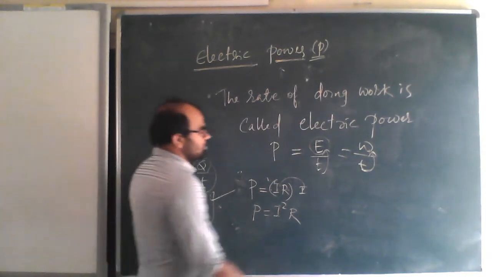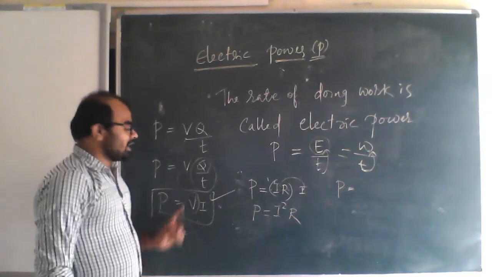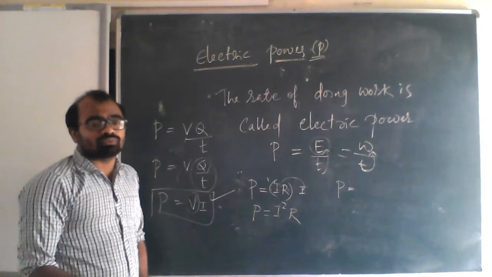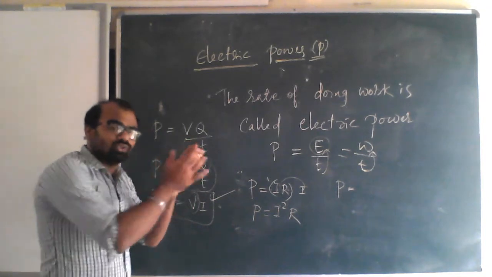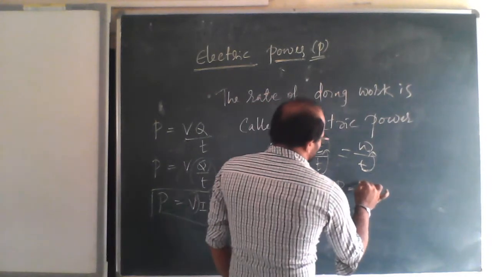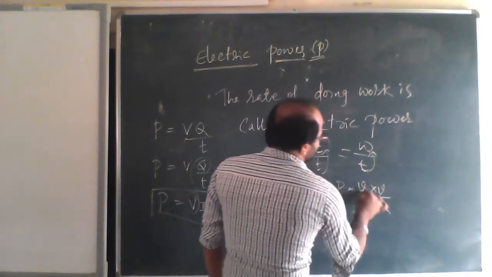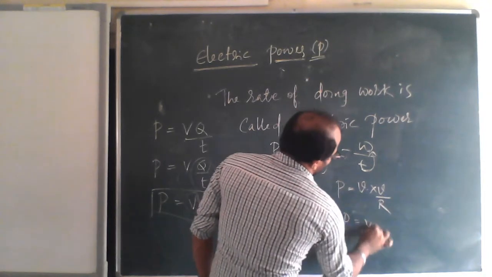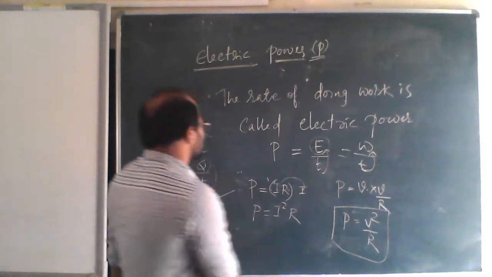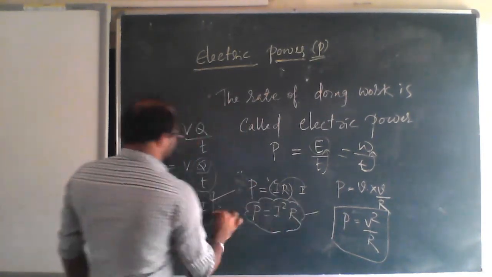In the same way, in P equal to VI, in place of I I can put V by R from Ohm's law. V equal to IR, so I is equal to V by R. So V into V by R, P is equal to V square by R. So these are the three formulas you have to remember.